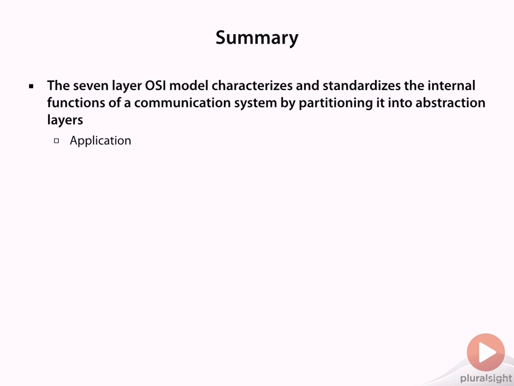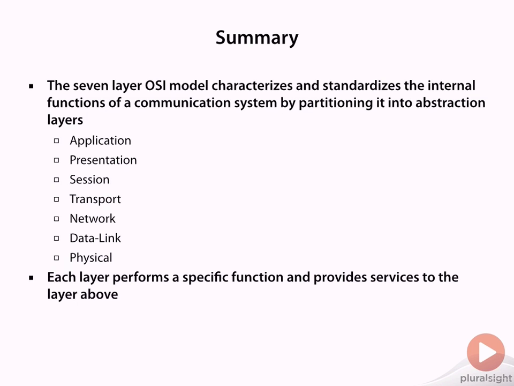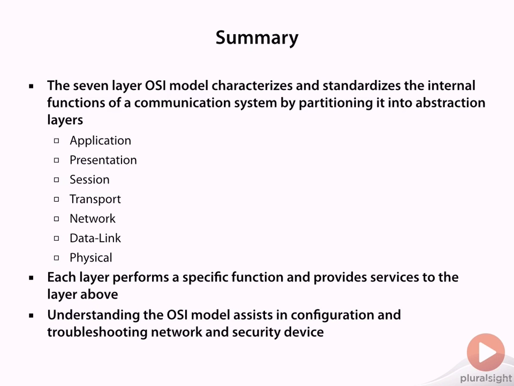Those layers are the application layer, the presentation layer, the session layer, the transport layer, network layer, data link, and finally, the physical layer. Now, each of these layers, of course, has a specific function that they provide, which allows for data communication. And of course, understanding this model is going to assist you when you configure your security features, when you troubleshoot, and when you are trying to define policy and you really want to make sure that you're matching traffic in a proper way.